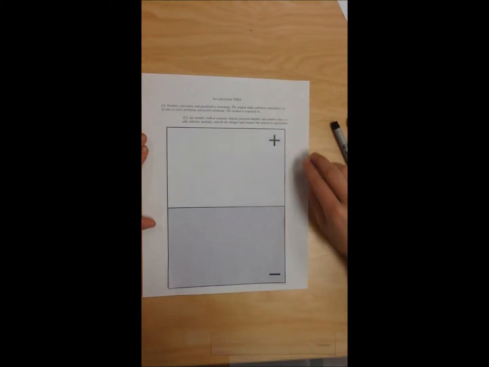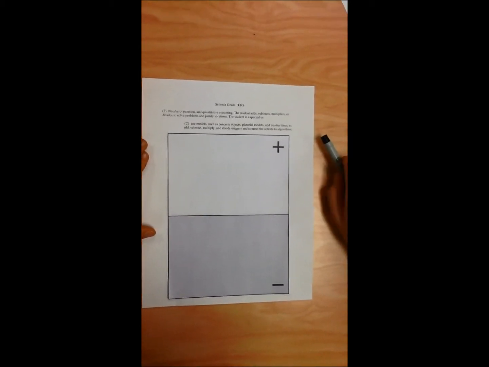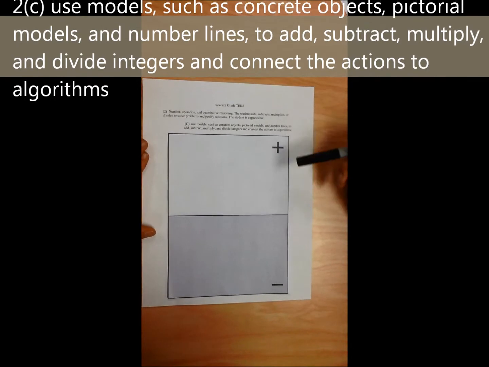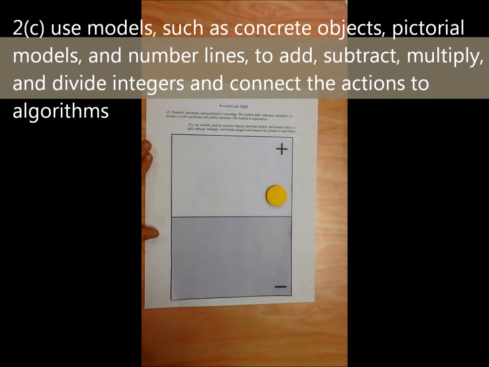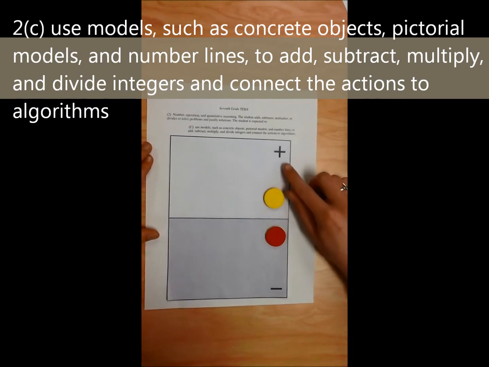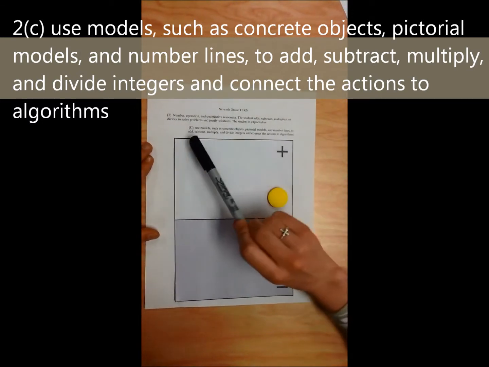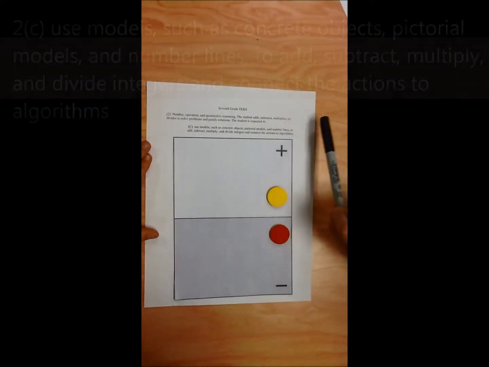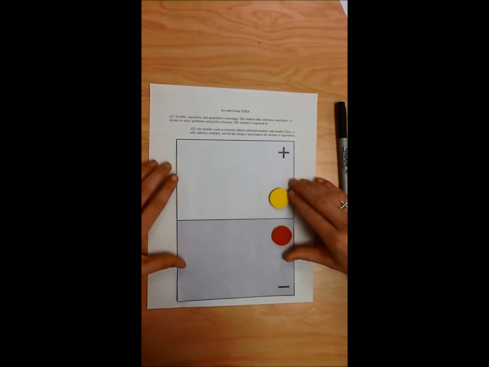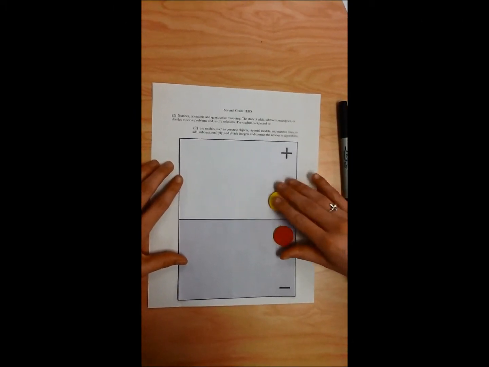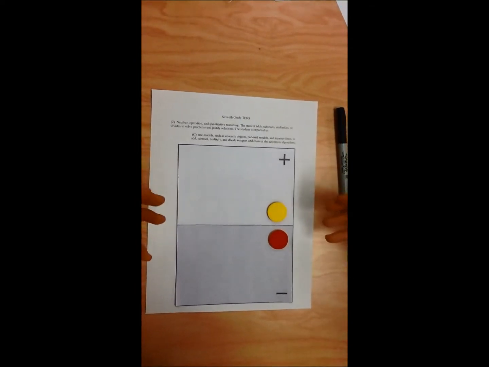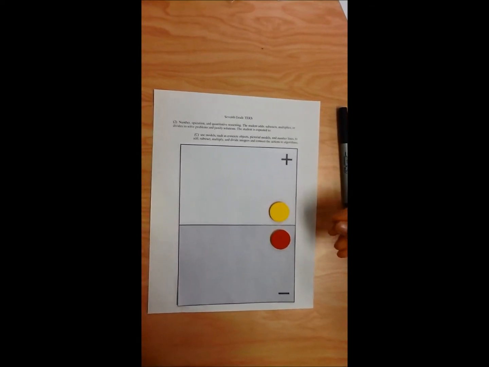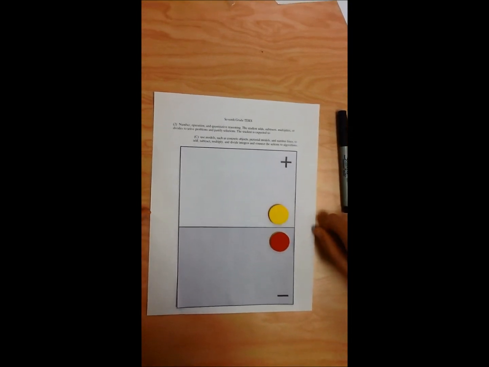All right, now we come back to our TEK, and we can see that 7th grade TEK 2C has been completed using models such as concrete objects, which is what we used with our positive, negative integer counters, to specifically subtract integers. So now that students know how to use this concrete manipulative to subtract integers, they would explore and get an understanding of how to do this and then eventually move to the algorithm.